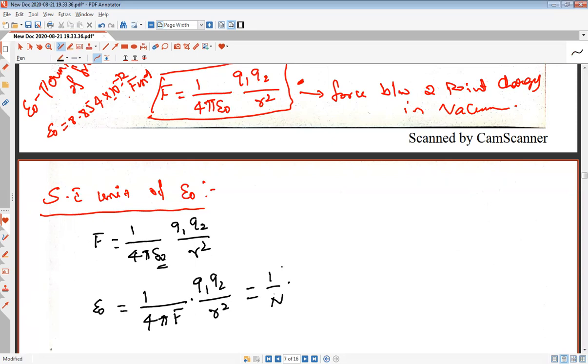Charge Q1 is measured in Coulomb. The other charge Q2 is also measured in Coulomb, divided by distance R, which is measured in meter. Distance squared, so the unit will be meter square. So if we combine this, the SI unit for epsilon naught will be Coulomb square per meter square per Newton.